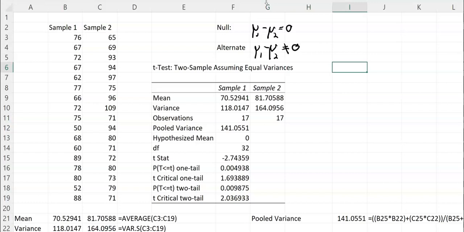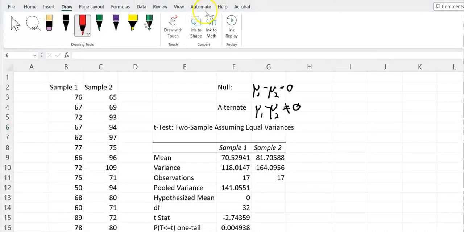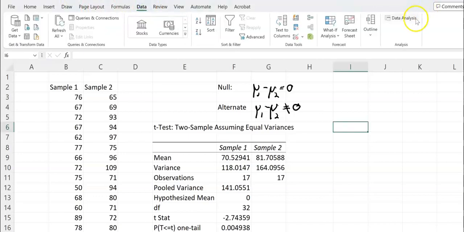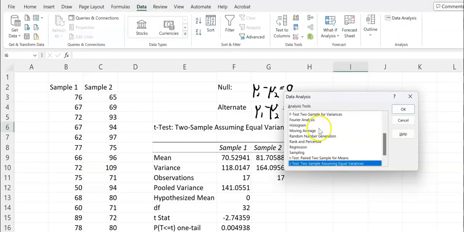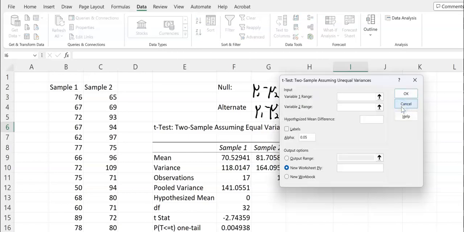What if the variances are not equal? For that, we have to use another formula. It is a little difficult to do this by hand, so I'm just going to use Excel's pre-canned program to run this. So I'll go straight to data analysis, and then I'll go to t-test two-sample assuming unequal variances. So we click on that.